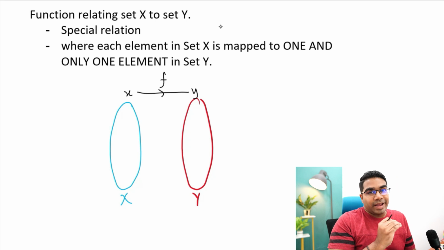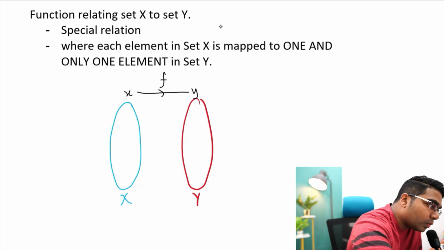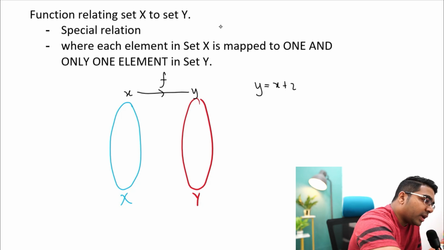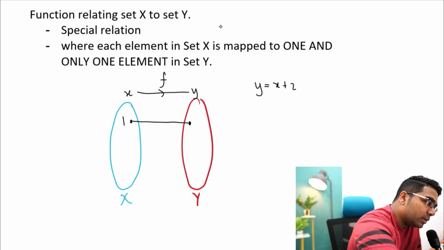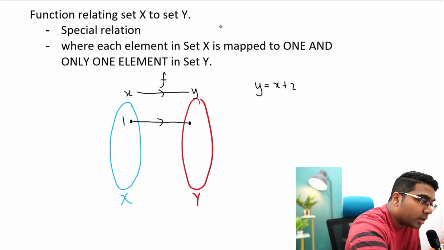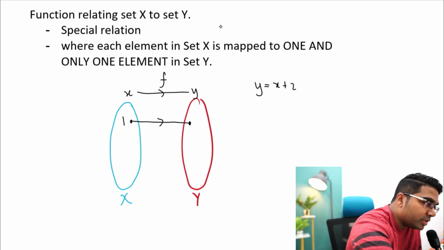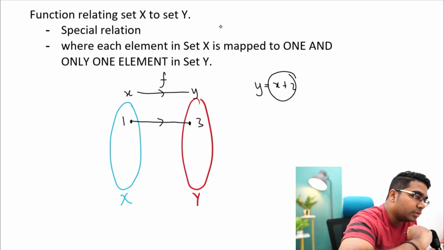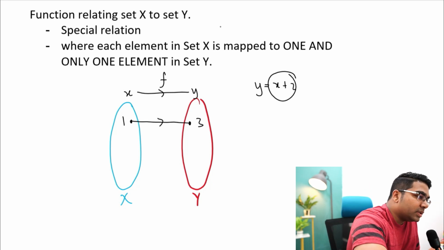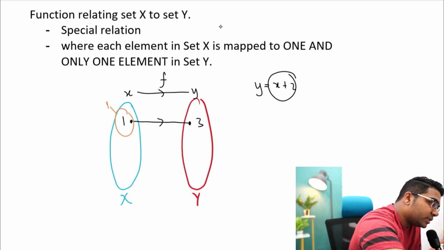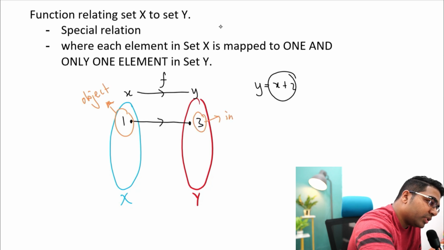This is called an arrow diagram. So let's say y is equal to x plus 2. This would mean that if we had an element 1 in set x, the function f would map 1 to 1 plus 2, so that would be 3. So x plus 2 is the image. This is known as the object. This is the object, and this is called the image.